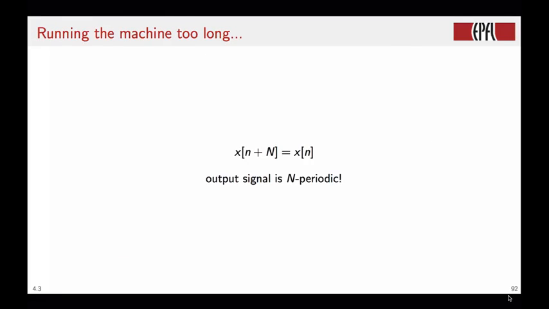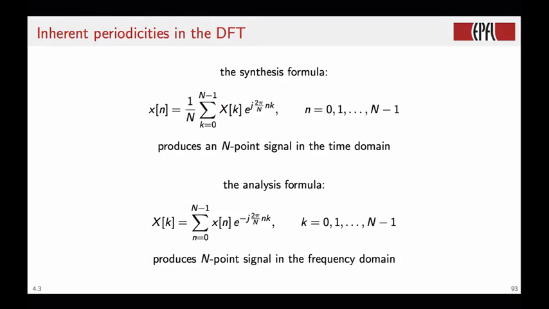So here's a question. What happens if you turn the crank of the machine more than big N times? Well, it turns out that the output will become periodic. In other words, x of small n plus big N will be equal to x of n. This is actually quite apparent from the structure of the synthesis and analysis formulas of the DFT. Let's start from the synthesis formula.